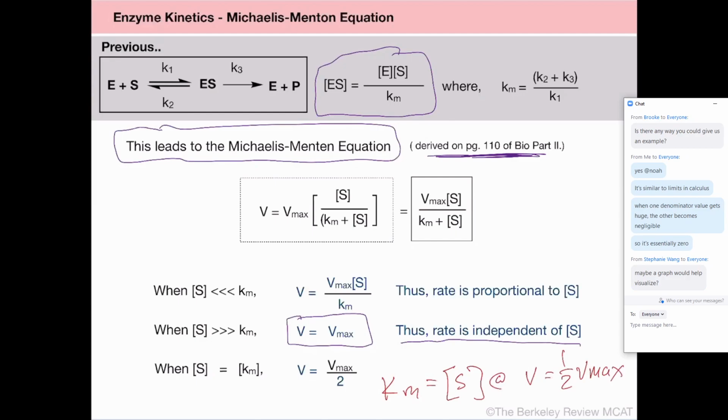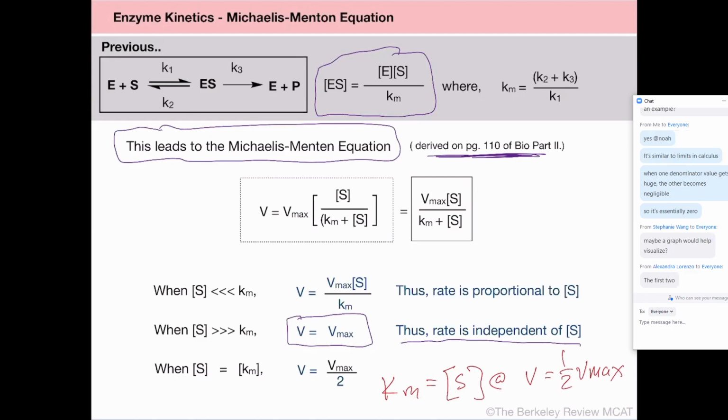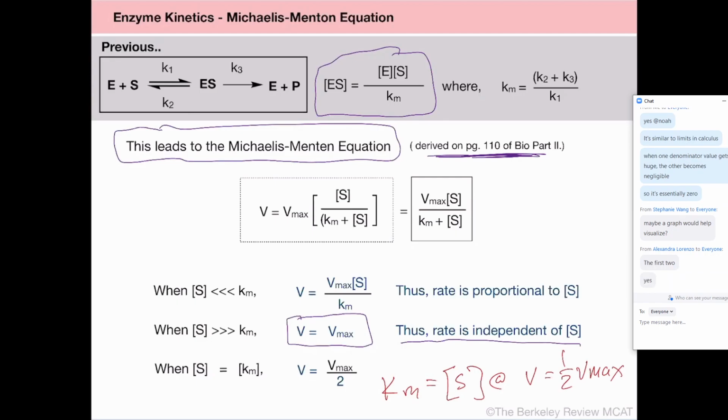Okay. And does somebody have any questions here? Okay. What part are you guys unfamiliar with? The first two on this page or the last page?